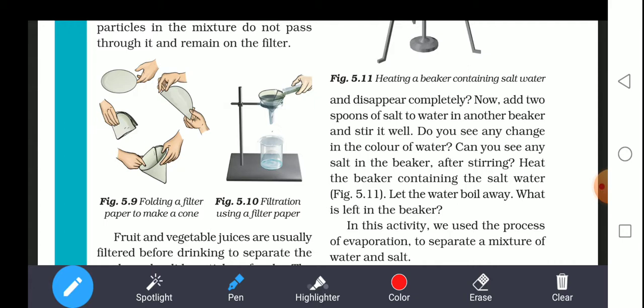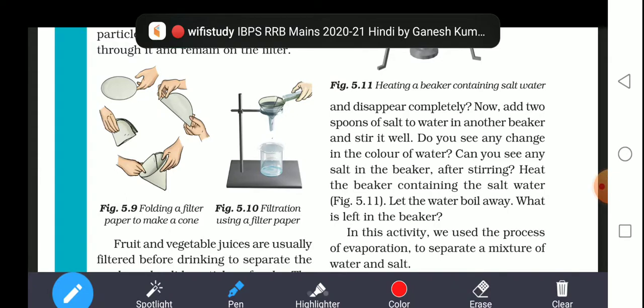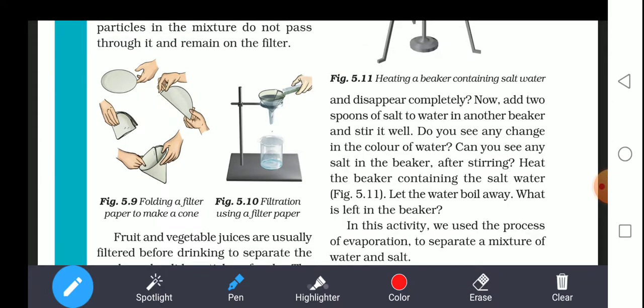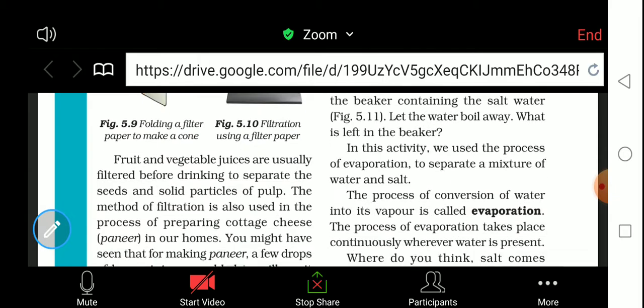If salt is mixed in water, by what method are you separating salt and water? By the evaporation method. This evaporation method is one of the methods by which you can separate salt and water. Not only salt and water, there are various things we will study. Here, salt and water is separated with the help of the evaporation method.